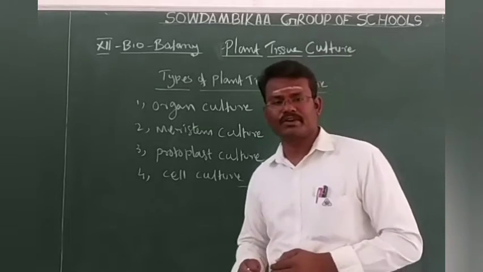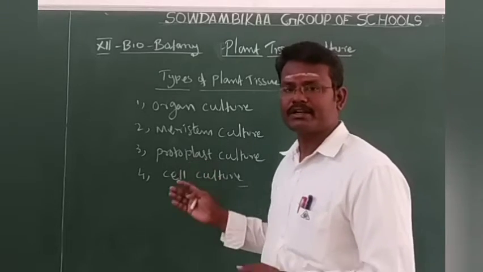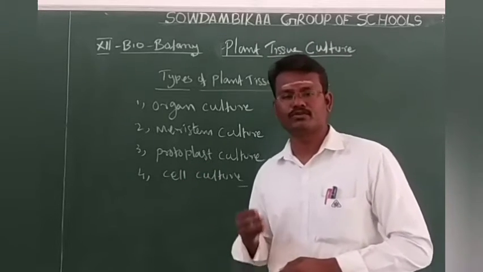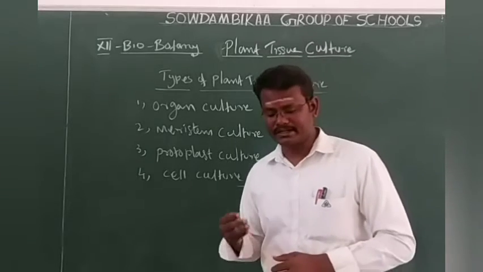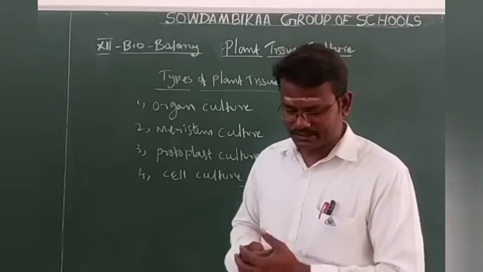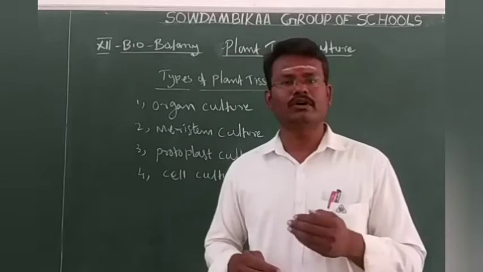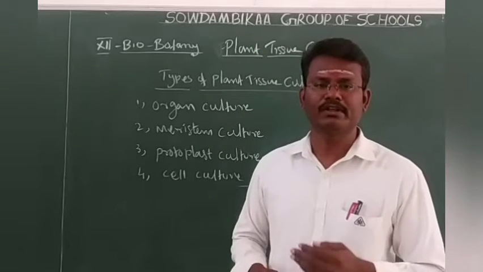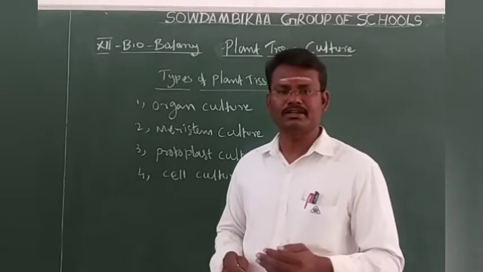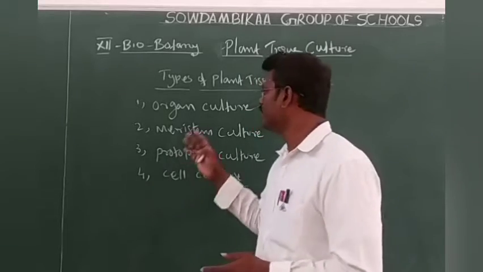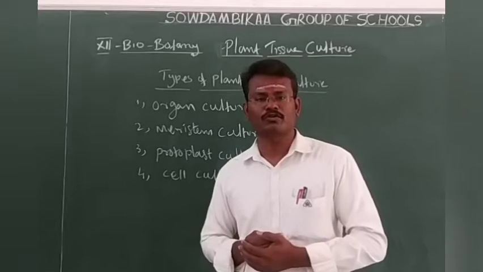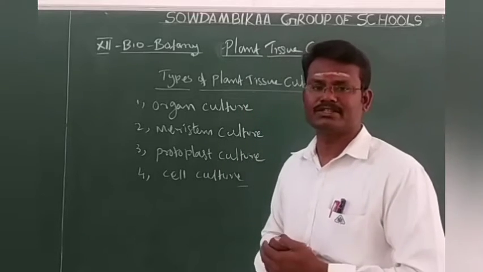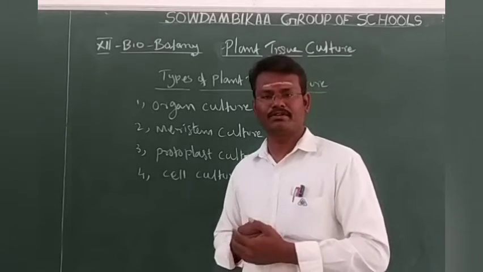Again, let us recall organ culture. What organs can we use for culturing? We can use root, stem and leaf for culturing the plant, and that is what we call organ culture. Sometimes a 2 mark question is asked on organ culture. The diagram is very important.